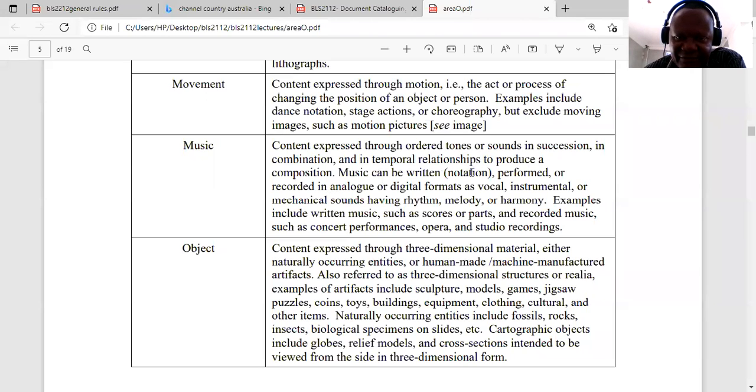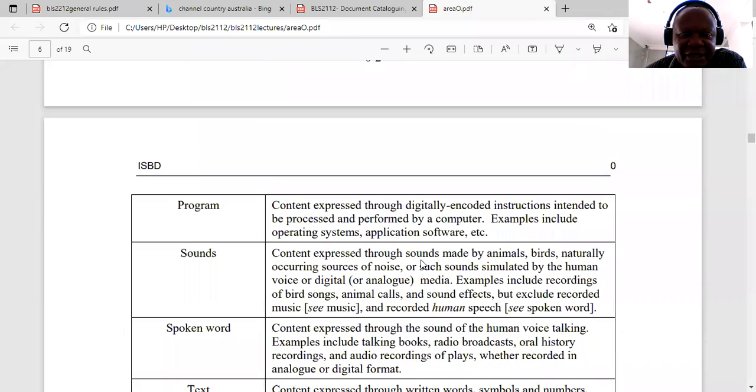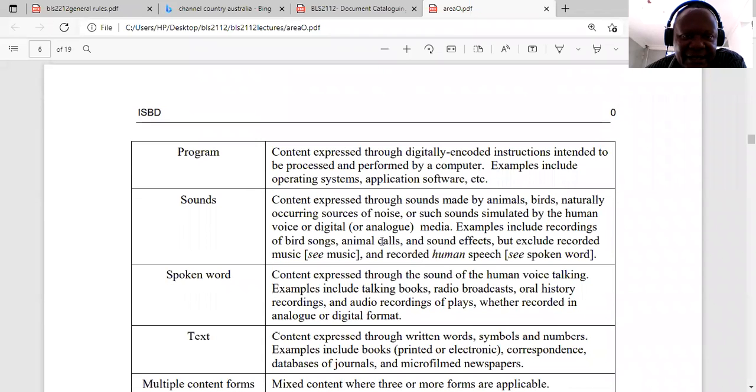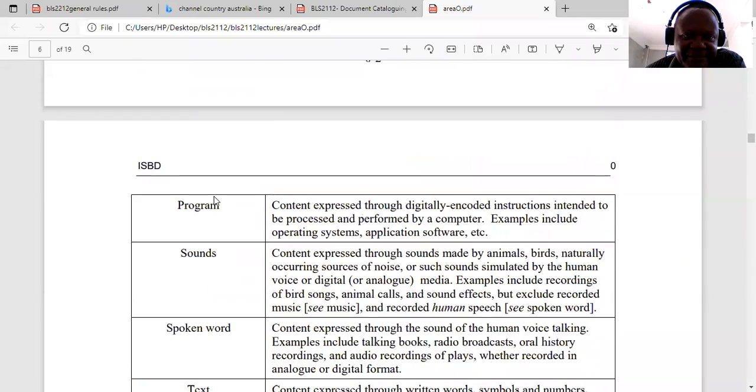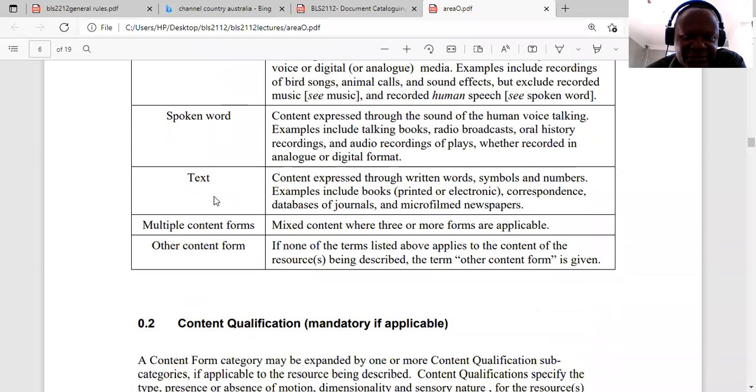Music can be written, therefore that is when we use notation, performed, or recorded. And the examples include written music such as scores or parts and recorded music. So Vumilia is recorded music. And therefore, the term is similar. But this time around, we would give this term in Area O before we give the title proper. Then there was video recording. Let's see. I don't see anything like video recording among these. So it means we no longer use that term. What then shall we use?